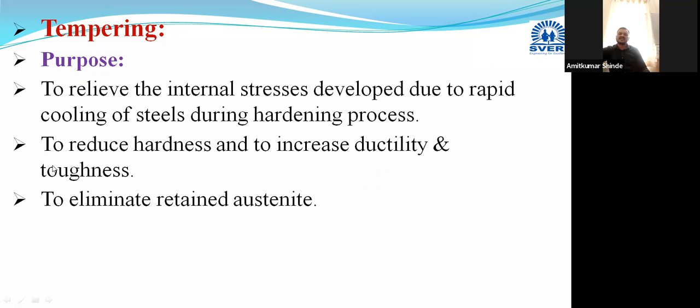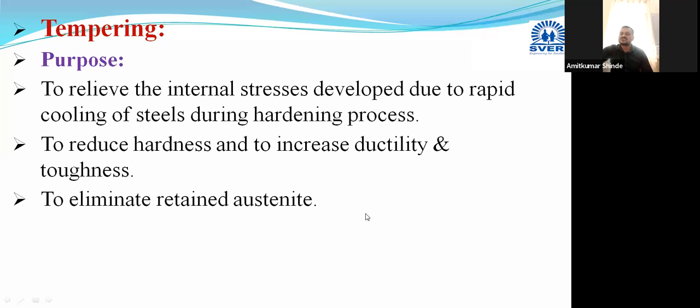What is the meaning of this retained austenite? When we are heating the component in the austenitic region and giving some soaking time or holding time, 100% homogeneous austenite is formed. And after cooling to room temperature, if still some amount of austenite is present, after cooling it from the high temperature zone or from the austenitic region to room temperature, that austenite is termed as retained austenite.